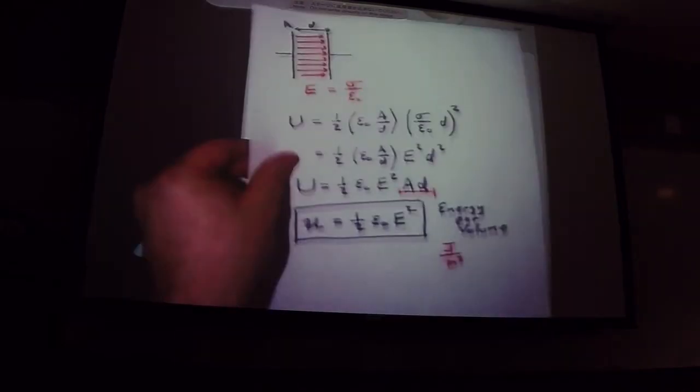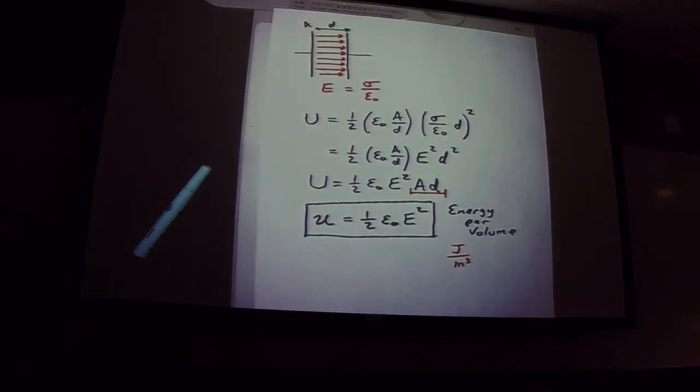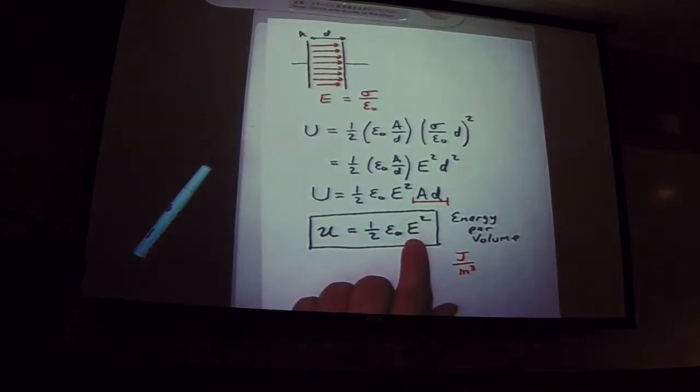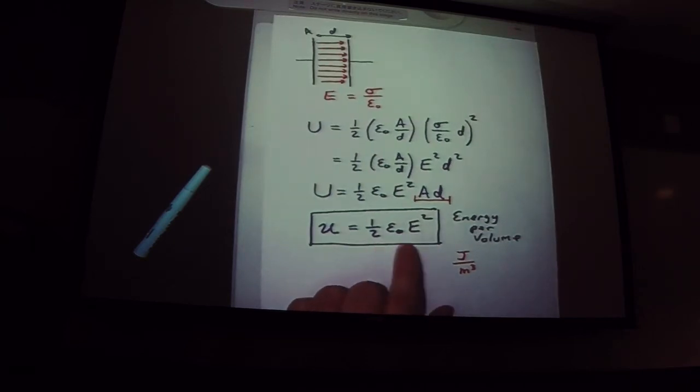Professor? Yes? Capacitors' energy increases with their surface area, but decreases with the distance apart. So could you have the same volume representing a different? Oh yeah, if I put more charge on this thing, then I increase the electric field. So there's a larger energy density. Multiplied by the same volume, you get more total energy.